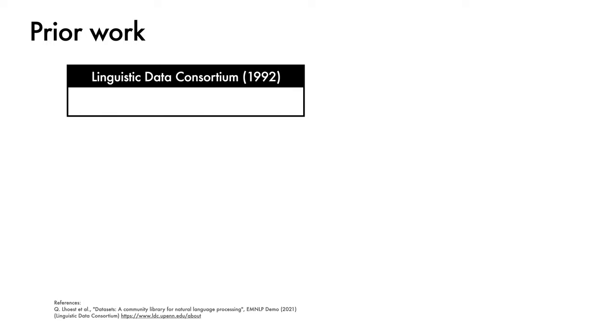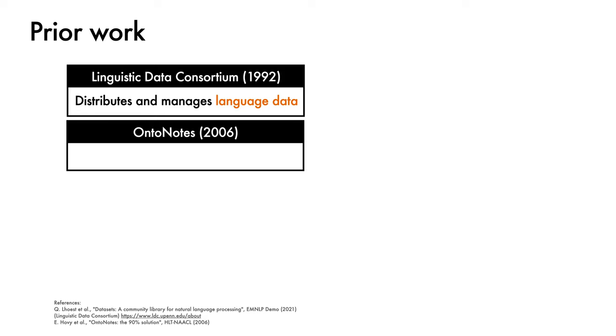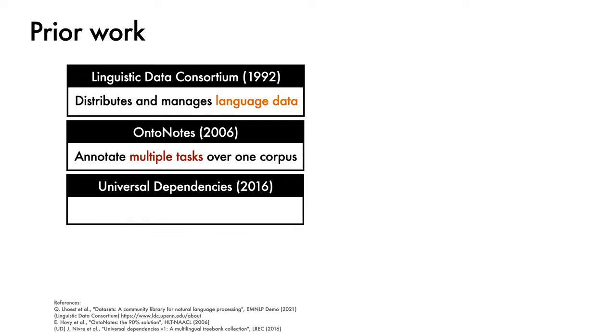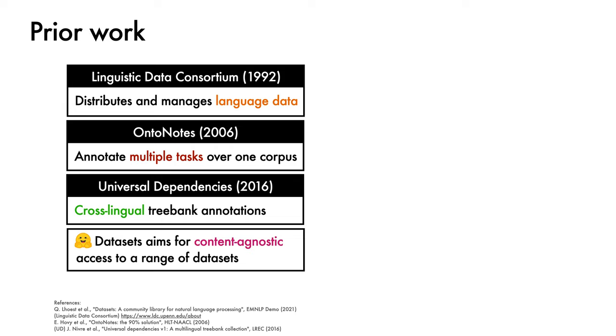The library draws inspiration from a range of prior efforts at distributing NLP datasets. The Linguistic Data Consortium has distributed and managed a range of language data for more than 3 decades. OntoNotes proposed a methodology for annotating multiple tasks over a single highly diverse corpus in a way that achieved relatively high inter-annotator agreement. Universal Dependencies, mentioned earlier, was a community effort to create cross-lingual consistent treebank annotations for many languages. The datasets library differs from these organizational efforts in that it aims to provide content-agnostic access to a wide range of datasets.